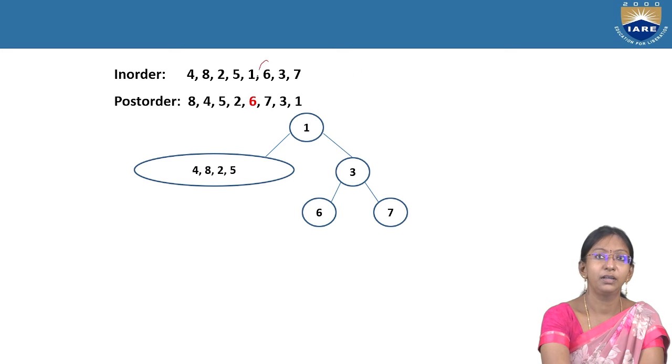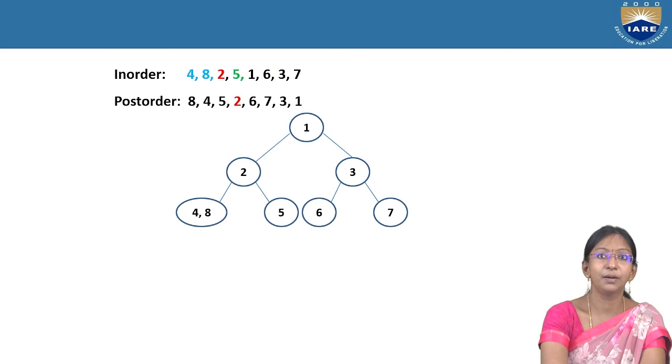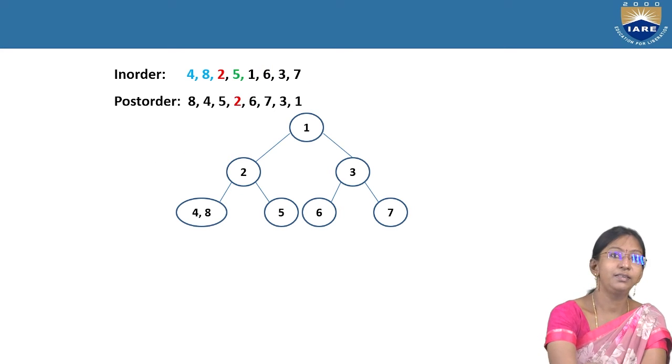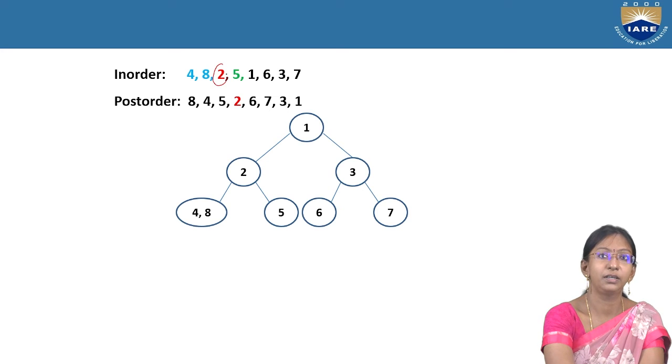So in order, the left of 6 is 1, which is his grandparent. Right of 6 is 3, who is his parent. I cannot touch it. Next is element 2. Trace the element in order. Here it is. Its left are 4 and 8.